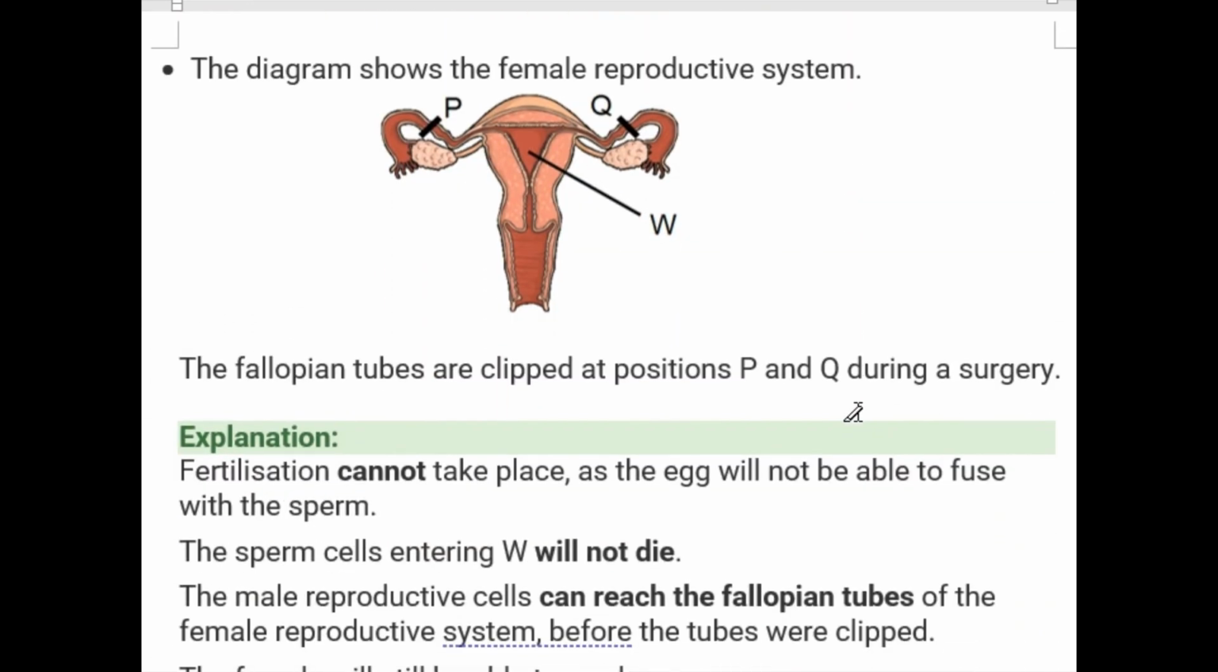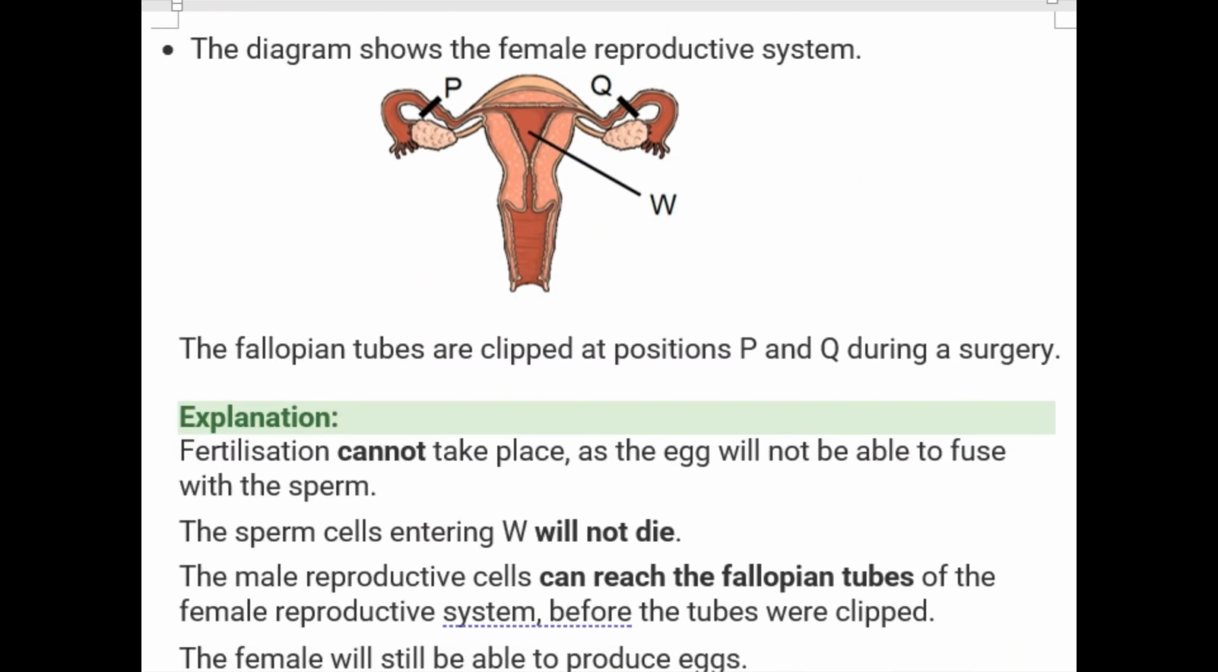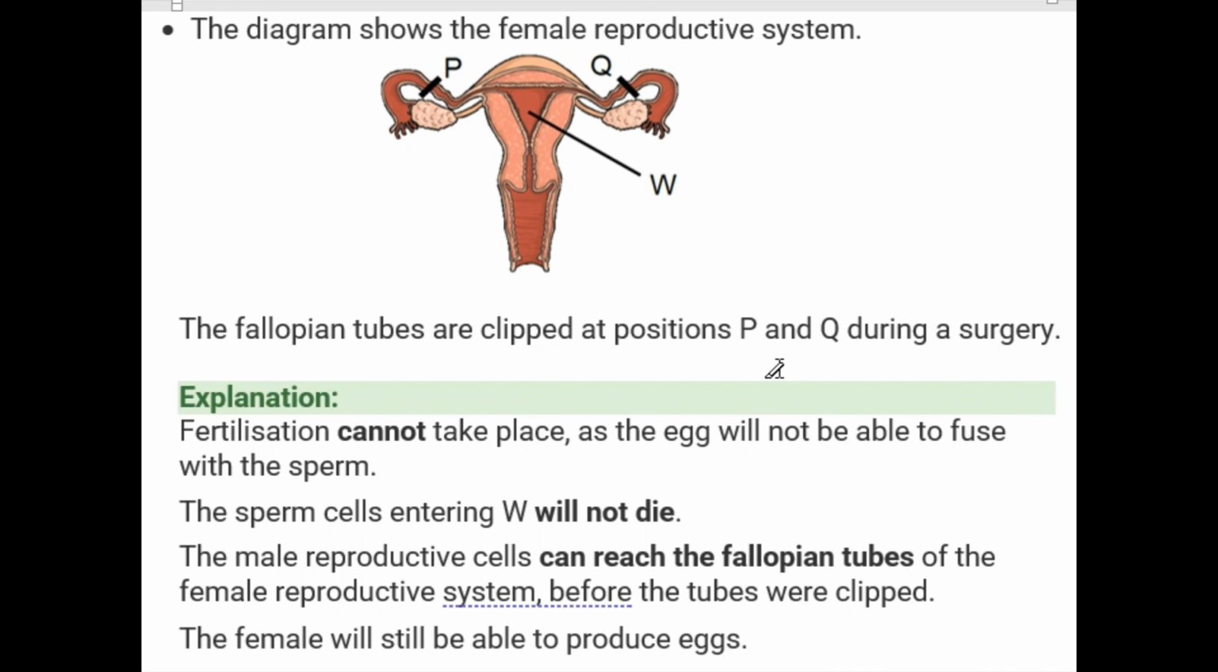The diagram shows the female reproductive system. The fallopian tubes are clipped at positions P and Q during a surgery. Explanation. Fertilization cannot take place, as the egg will not be able to fuse with the sperm.